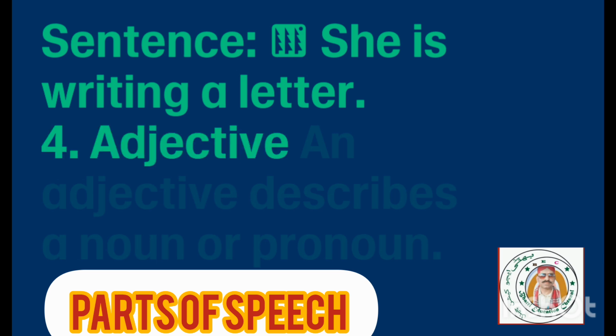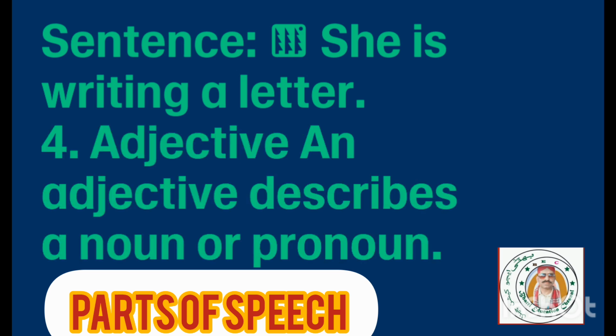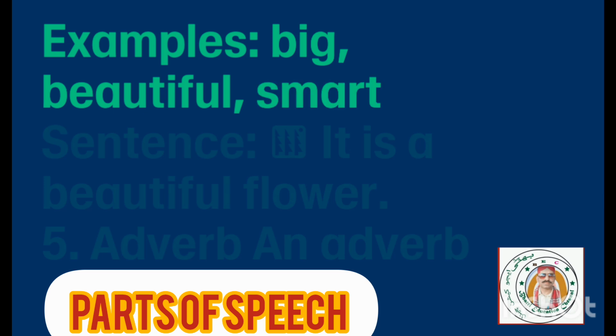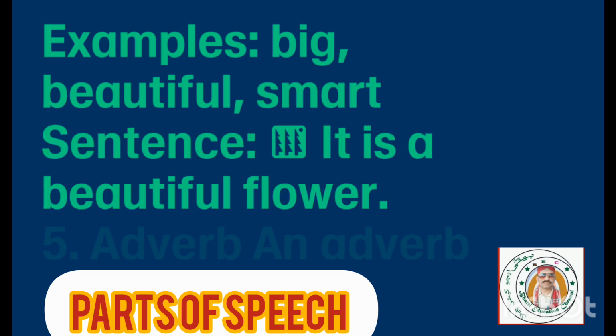4. Adjective. An adjective describes a noun or pronoun. Examples: big, beautiful, smart. Sentence: It is a beautiful flower.